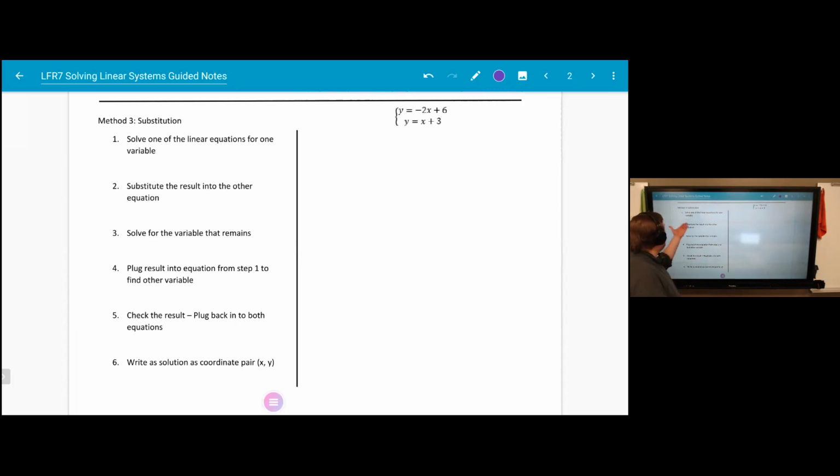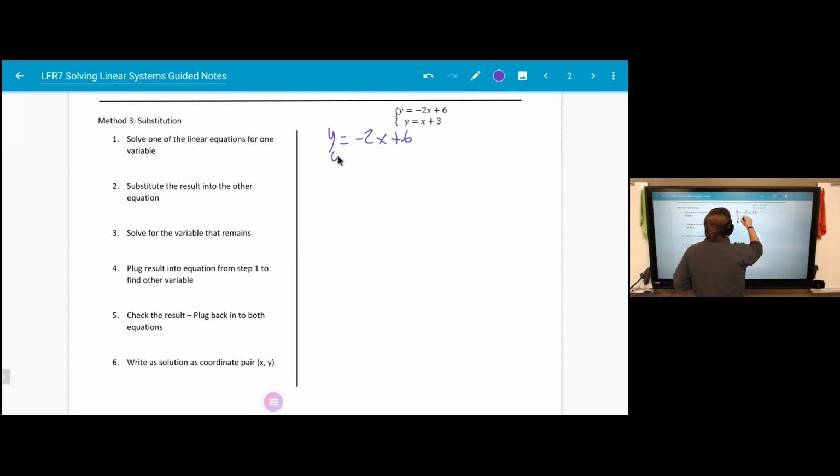It says solve one of the linear equations for one variable. Well, actually, they're both solved for y. That's kind of nice. We can pick and choose in this one. Then it says substitute the result into the other equation. What does that mean? Let me rewrite this. Y equals negative 2x plus 6. Y equals x plus 3.